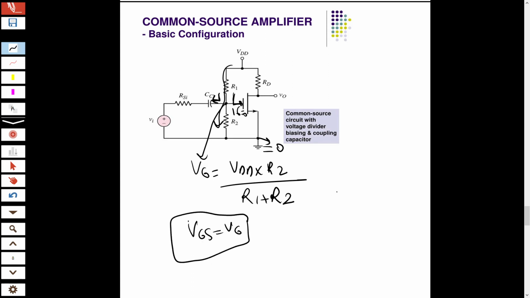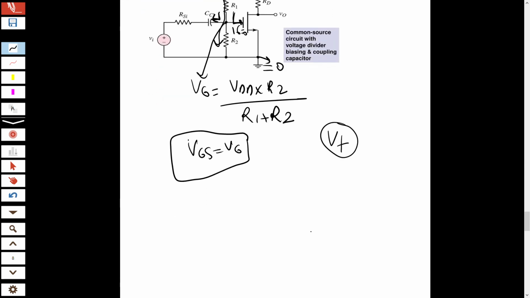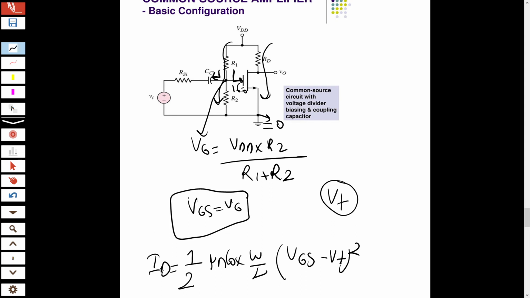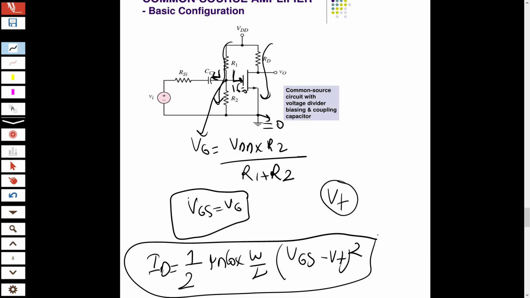And VT is always given in the question. So how can I find the DC current ID which flows from drain to source? It is equal to 1 over 2 μn Cox W over L times (VGS minus VT) squared. That was the DC analysis, and it is easy like this.